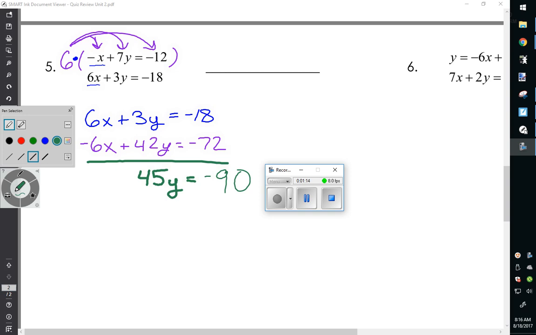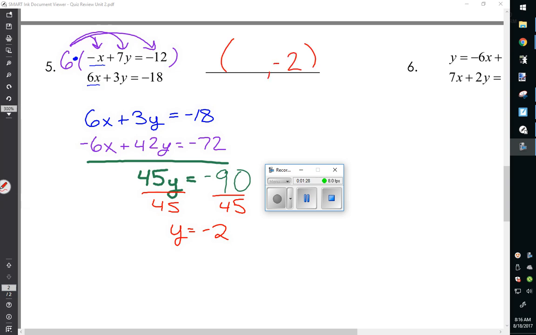Good, my x's got eliminated. That's the whole goal. That's why it's called elimination. At this point, we're solving for y. Divide by 45. Y equals negative 2. That's one of the answers here. Okay, it's an ordered pair, so I'm going to have 2 answers. Right now I got negative 2.